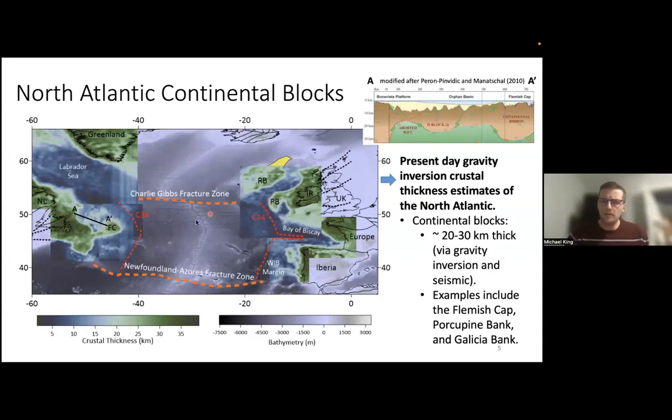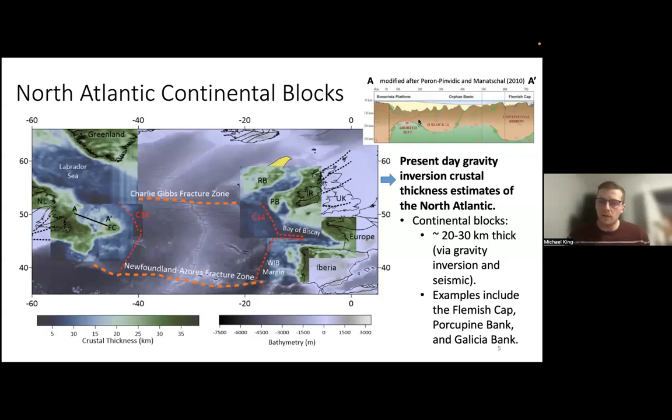But of course, gravity inversion is very non-unique, so we really need other data sets to try and constrain where we're seeing these crustal thickness variations and where we're interpreting these blocks. One way we can do this is by using other data sets such as seismic refraction profiles, for example. So here we have this profile A prime, modified after Prompovitic and Manischal 2010.